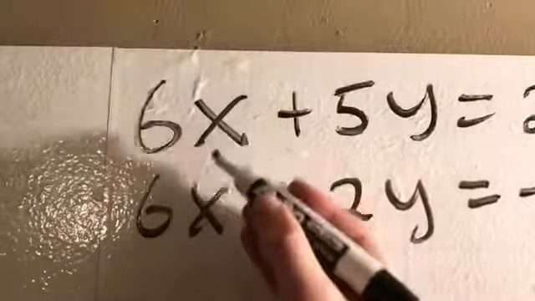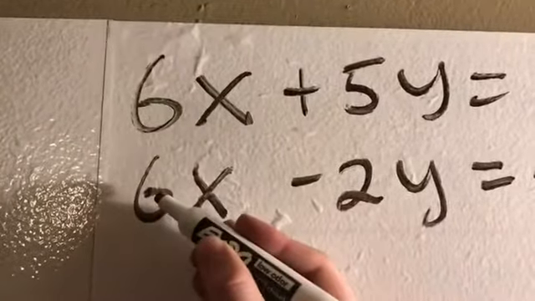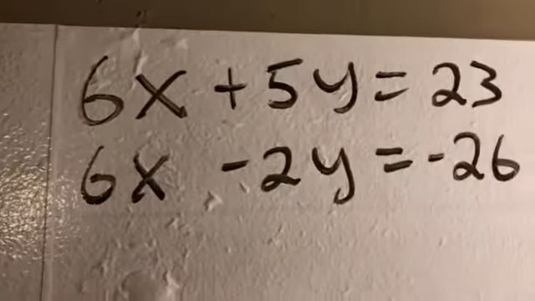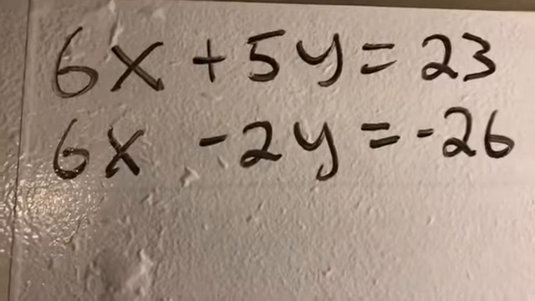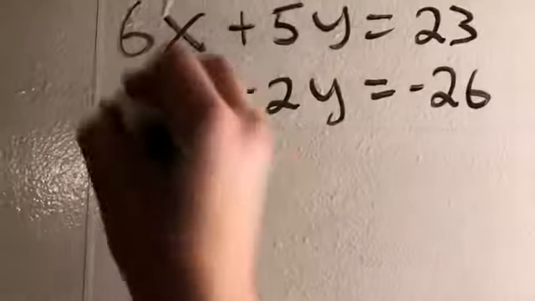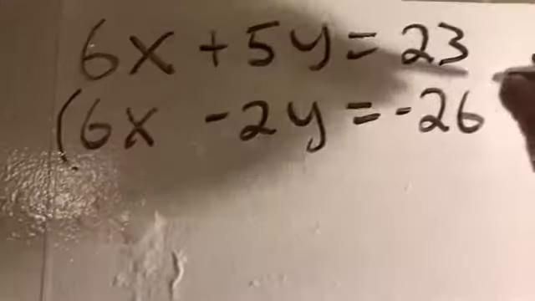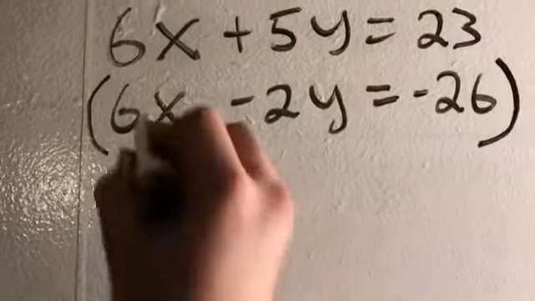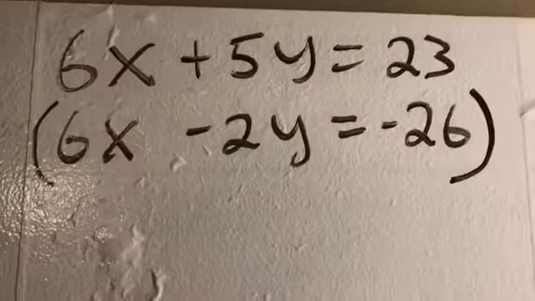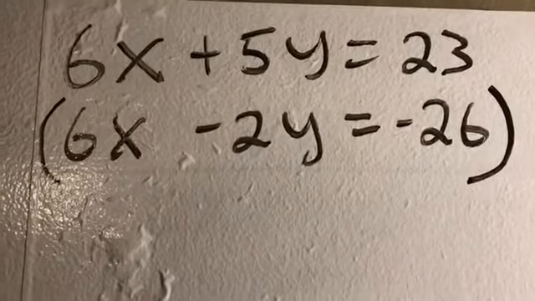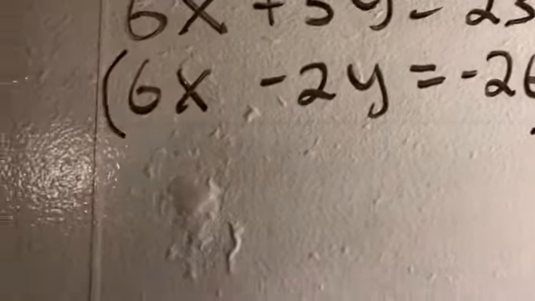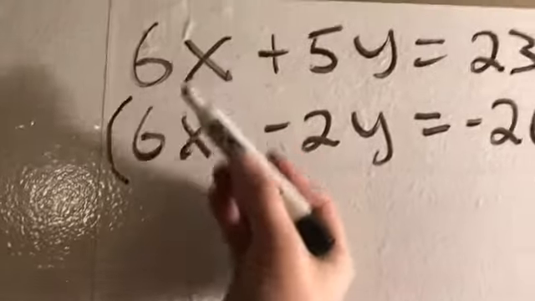But the x's are close, right? They at least have the same number. But 6x plus 6x is 12x. So we have to do something to one of those equations to make this work. What you're allowed to do is take one equation and wrap it in parentheses, and we can multiply the entire thing. After we're done with the multiplying, one of our variables will eliminate. So I need the x's. That's the one I'm going to focus on.